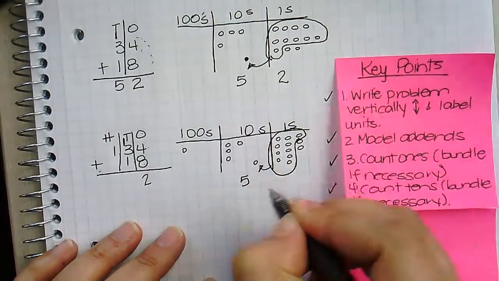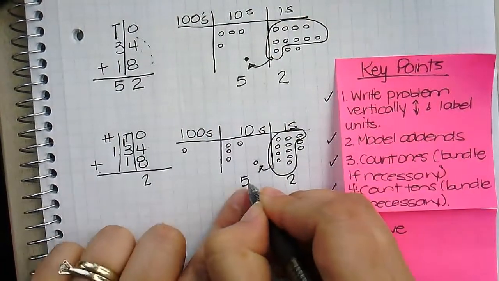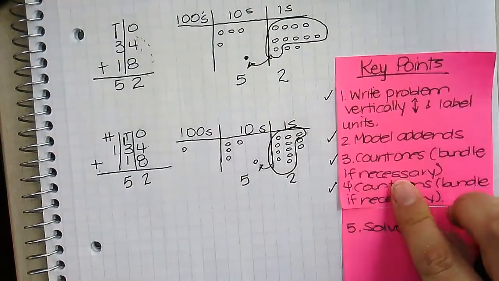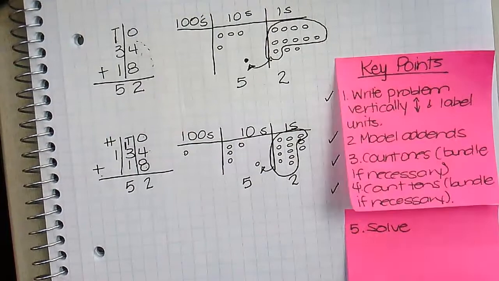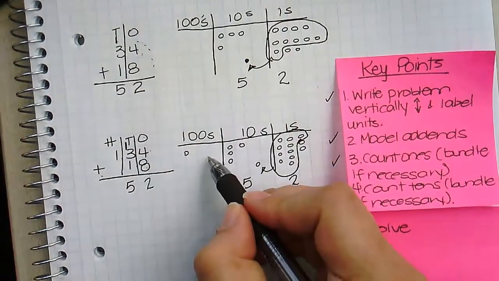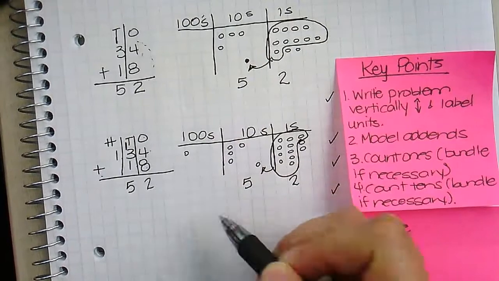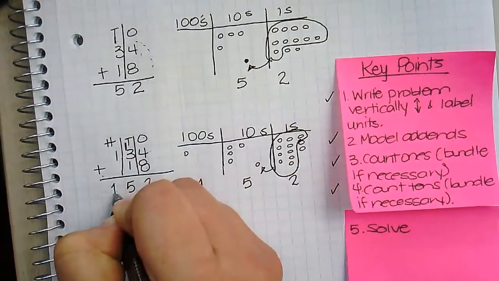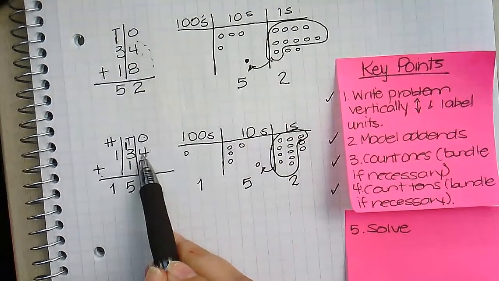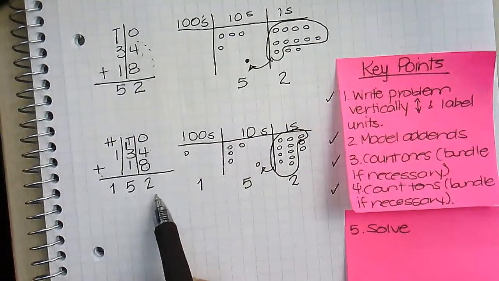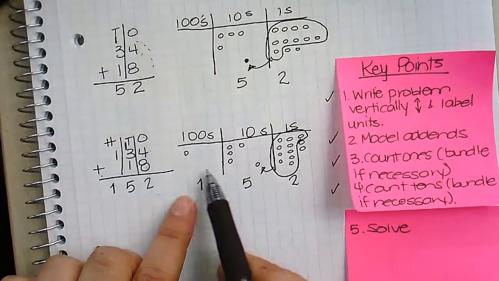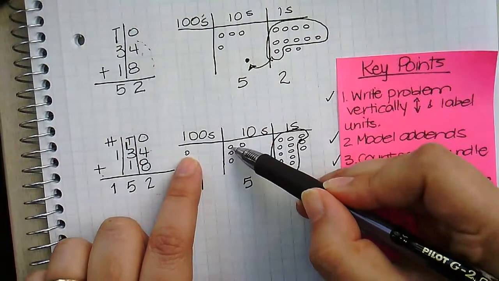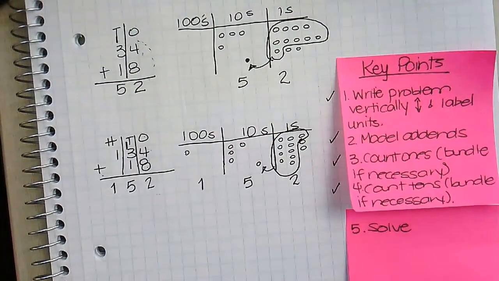So I write a 5 here, and this 5 goes in the tens place because that's how many I have left over. Now, we have a new unit. It's the hundreds. So all I do, boys and girls, is I'm not adding, I just add 1. And here, look, 134 plus 18 gives us 152. This is exactly what we have when we do the chip model, boys and girls. 100, 5 tens, and 2 ones.